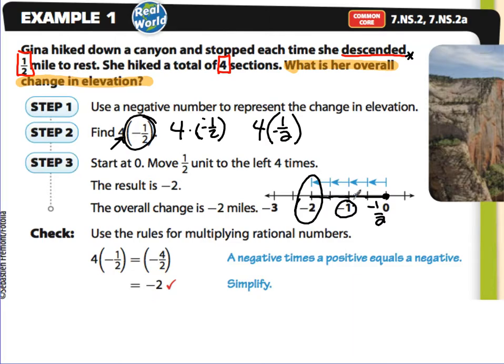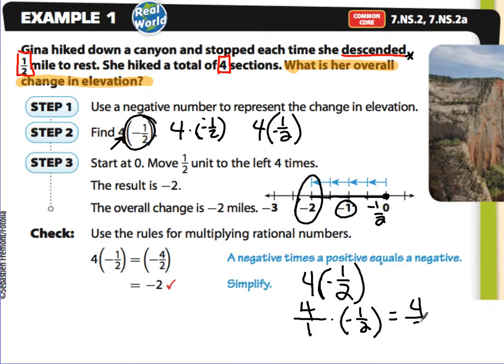Mathematically, if we're not using a number line and we're just doing 4 times negative 1/2, remember it's going to look like this. You're going to take your 4, because it's a whole number, and put it over 1 times negative 1/2. Okay, and because it's multiplication, we can just multiply straight across. Now, we can do 2 things here. We can multiply straight across, and we get negative 4/2, and we know it's negative because a positive and a negative gives me a negative. That's a negative sign there. And then I know that negative 4 divided by 2 gives me negative 2.